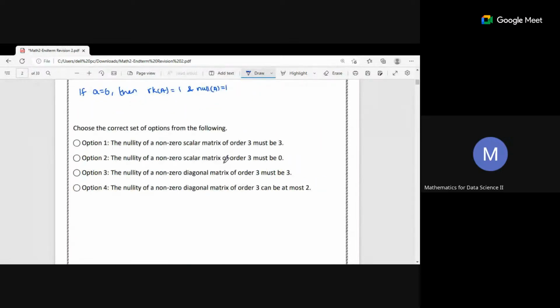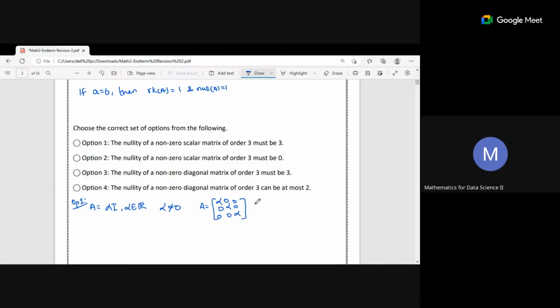The nullity of a non-zero scalar matrix of order 3 must be 3. What is a scalar matrix? A diagonal matrix with same entries. It is of the form A equal to alpha times I, alpha in R. Such a matrix is called a scalar matrix. Here it is given that it is a non-zero scalar matrix. So in option 1, alpha is non-zero and it is a 3 by 3 matrix. So it is basically of this form, and all the other entries are 0.